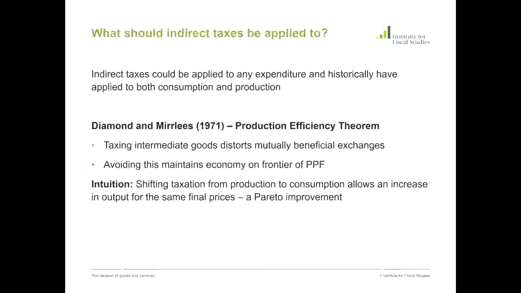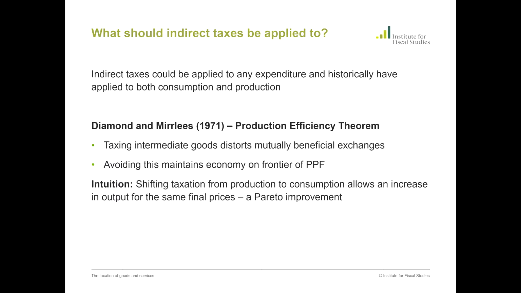Why is that? Well, this kind of reflects this fundamental paper from, well, this paper wasn't the first paper to think about this issue, but it's kind of the formalization of this idea, now known as production efficiency theorem. Now, what does this mean? Production efficiency theorem is a simple idea which says that taxing intermediate goods, so taxing the inputs purchased by businesses, distorts mutually beneficial exchanges in the production side of the economy. And what this does is reduces total output in the economy.